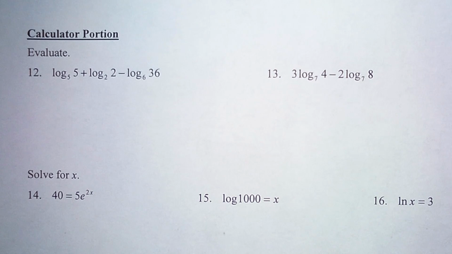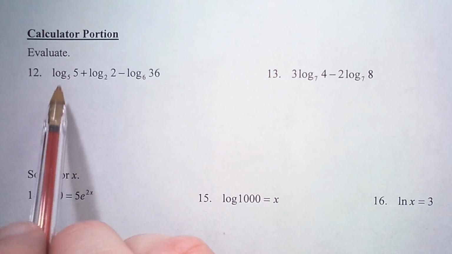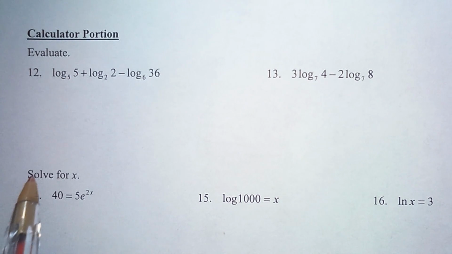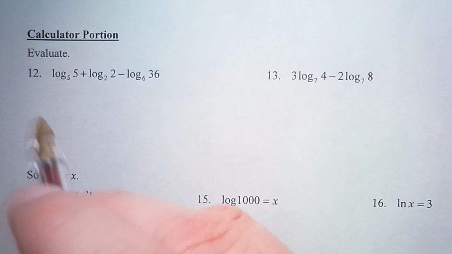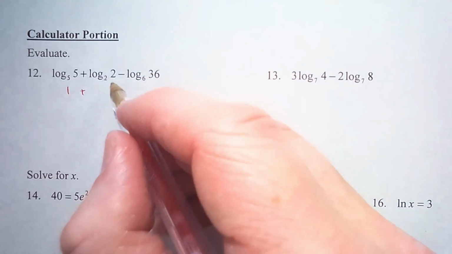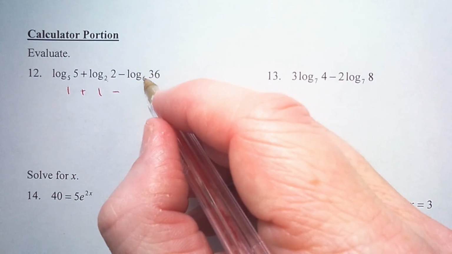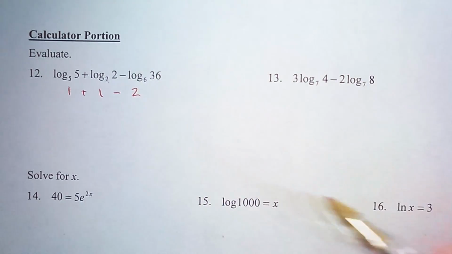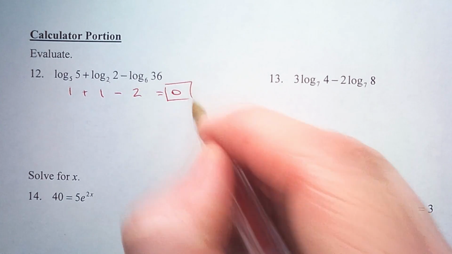Hey everybody, we are continuing our logarithm review, and now we are able to use a calculator. So here on number 12, we want to evaluate this expression. So log base 5 of 5. I don't really think I need a calculator for this. What power raises 5 to make 5? The first power does. What power raises 2 to make 2? The first power does. What power raises 6 to make 36? The second power does. So I have 1 plus 1 minus 2, and that is 0.